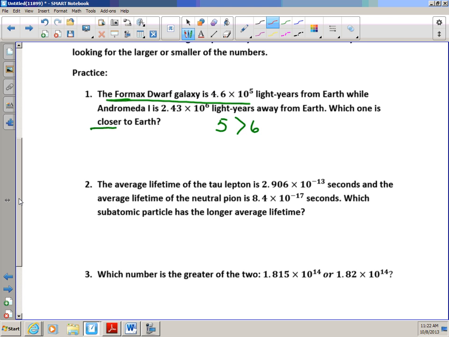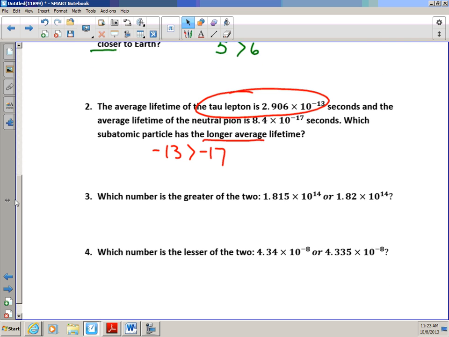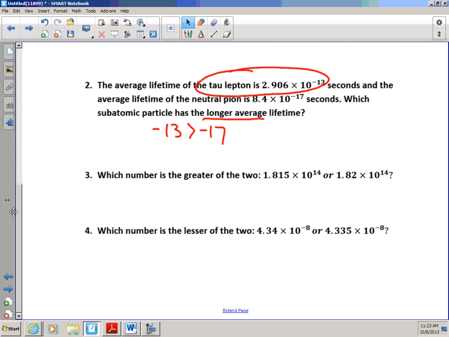Next, the average lifetime of the tau lepton compared to the average lifetime of the neutral pion. Which has a longer average lifetime? Which number is larger? Since negative 13 is greater than negative 17, the tau lepton has a longer average lifetime. Now, let's take a look at two other examples. The questions are very simple.